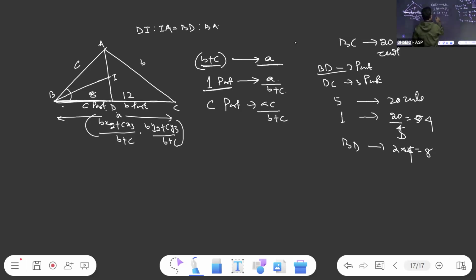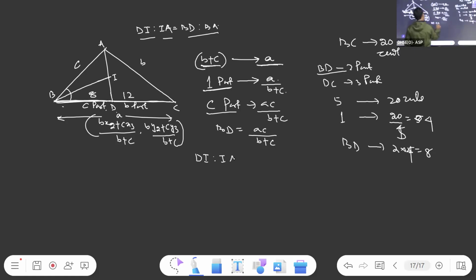Okay. So C part will be AC upon B plus C, that is the length of BD is equal to AC upon B plus C. So DI is to IA is equal to BD is to BA. What is BD? BD is length AC upon B plus C, is to BA, which is C.